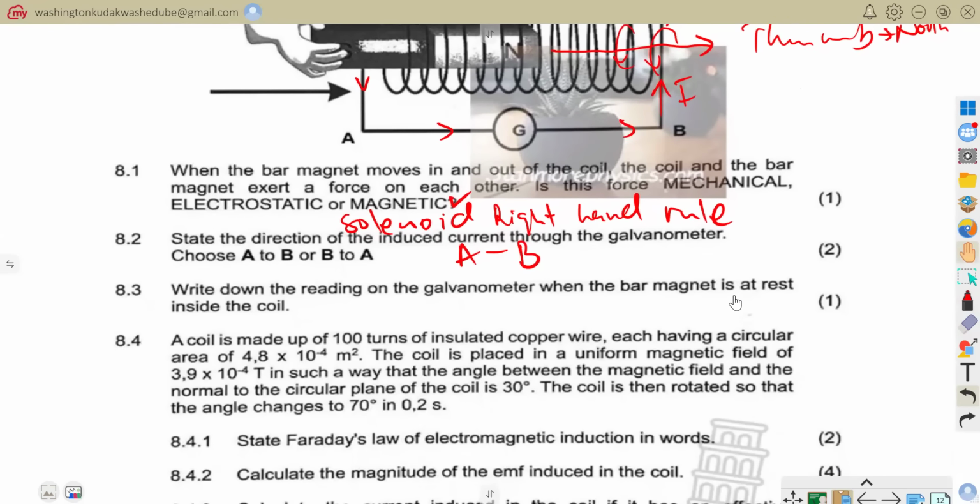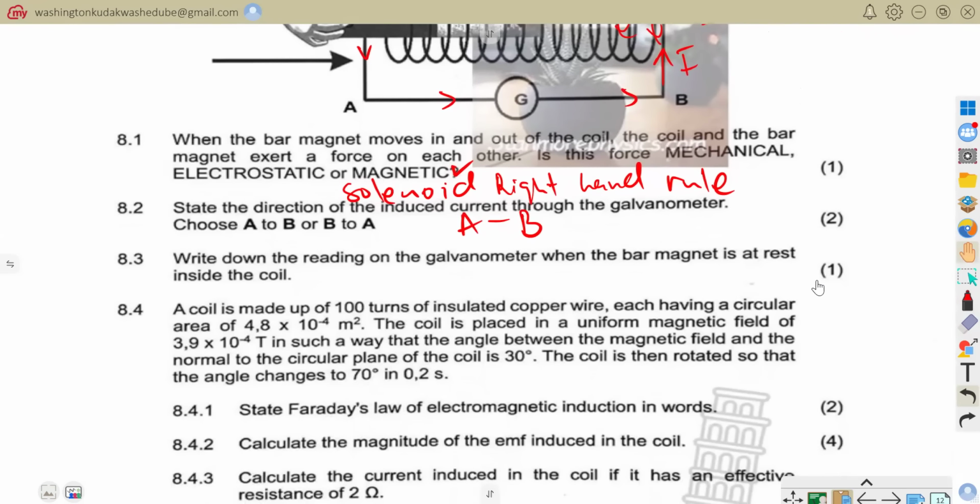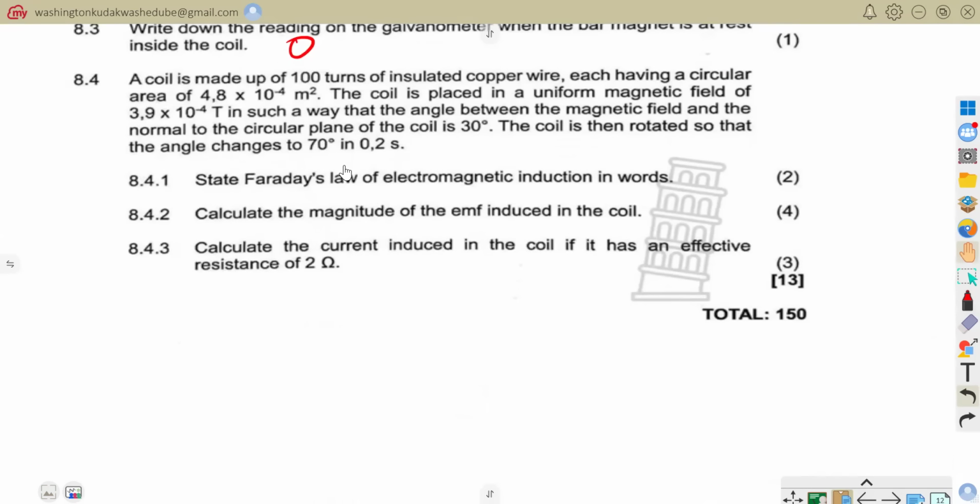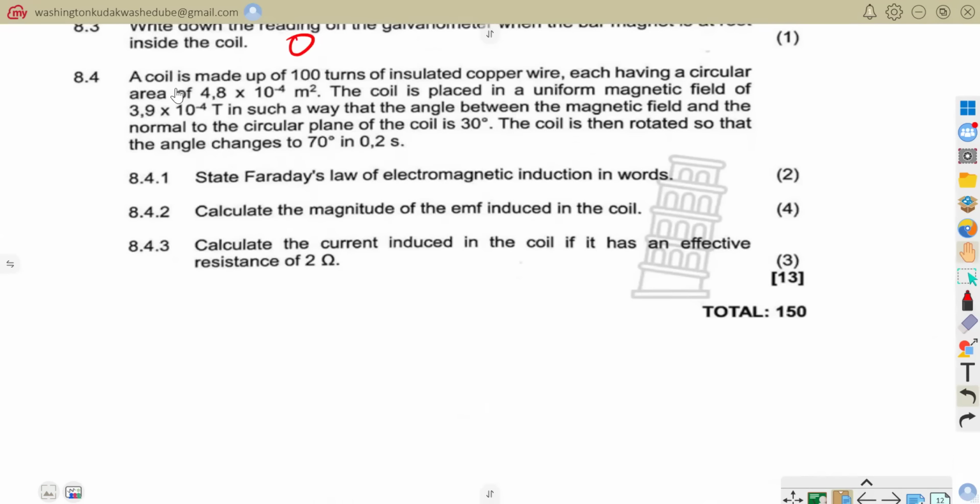Now they are saying write down the reading on the galvanometer when the bar magnet is at rest inside the coil. When it is at rest, the reading is 0 because there is no change in magnetic flux there. A coil is made up of 100 turns of insulated copper, each having a circular area. The coil is placed in a uniform magnetic field such that the angle between the magnetic field and the normal to the circular plane is given. The coil is then rotated so that the angle changes to 70 in 0.2 seconds. So we are changing the angle there.